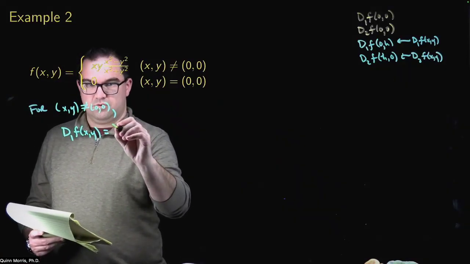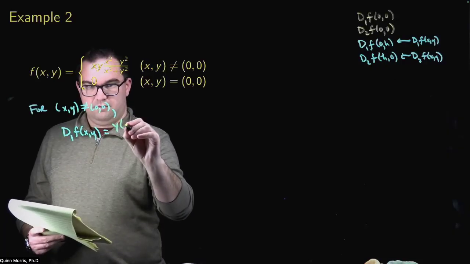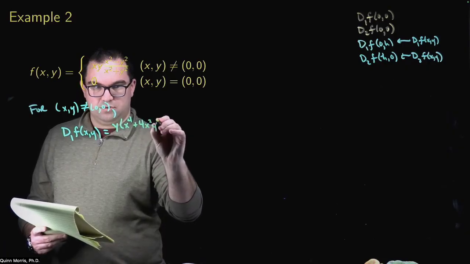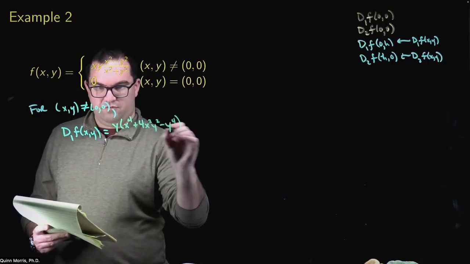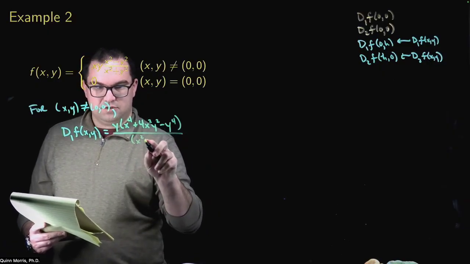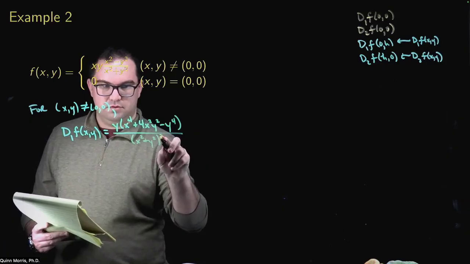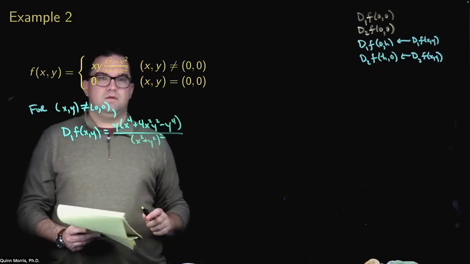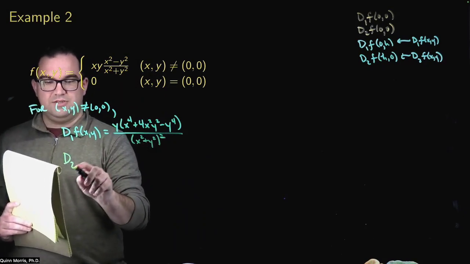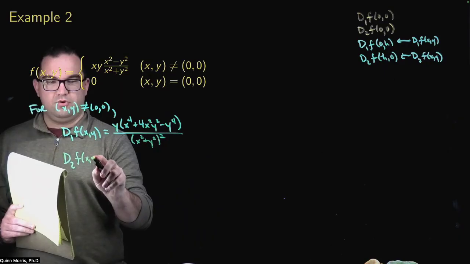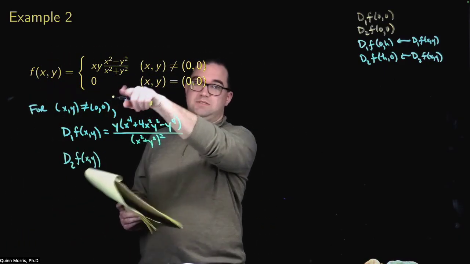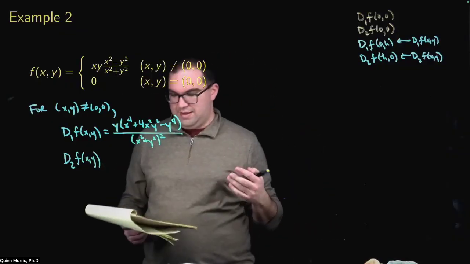So for this you get y times x to the fourth plus 4x squared y squared minus y to the fourth, all over (x squared plus y squared) squared. Okay, that's that derivative. To find D2 f of (x, y), you could just come here and pretend x is a constant and take a derivative with respect to y. That'll give you the right answer.